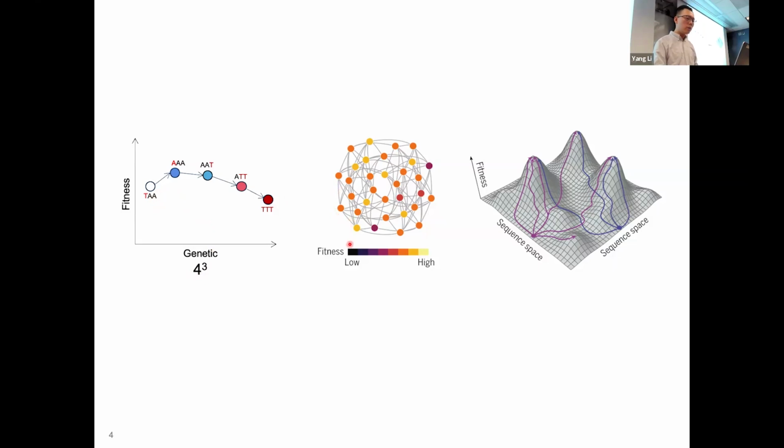And the different colors indicate the fitness levels. You can see the yellow is high fitness, and the dark black is low fitness. When we visualize the 3D structure, you can see the x-axis is the sequence space, the genotype, and the height of the mountain landscape is fitness.